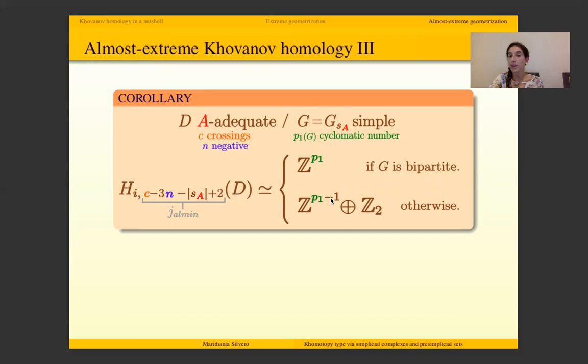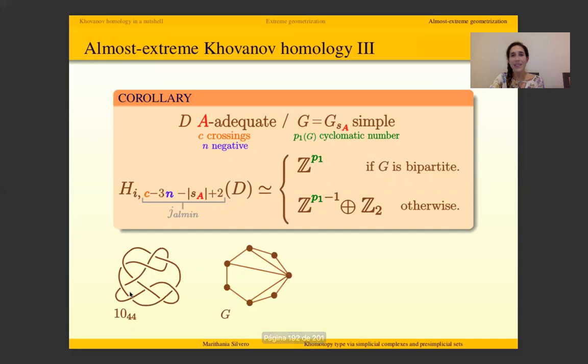So this simplifies a lot of things, because if we take this diagram and we just have to smooth everything following an A label and construct this graph just by collapsing all cycles, what we get is this graph. So we see here that this graph is not bipartite because we have triangles. We just need to compute its cyclomatic number, which in this case is 4. If we remove those 4 edges, then we cut all possible cycles. So the almost extreme Khovanov homology of this knot is Z^3 plus Z2. And this is how this theorem works, okay?